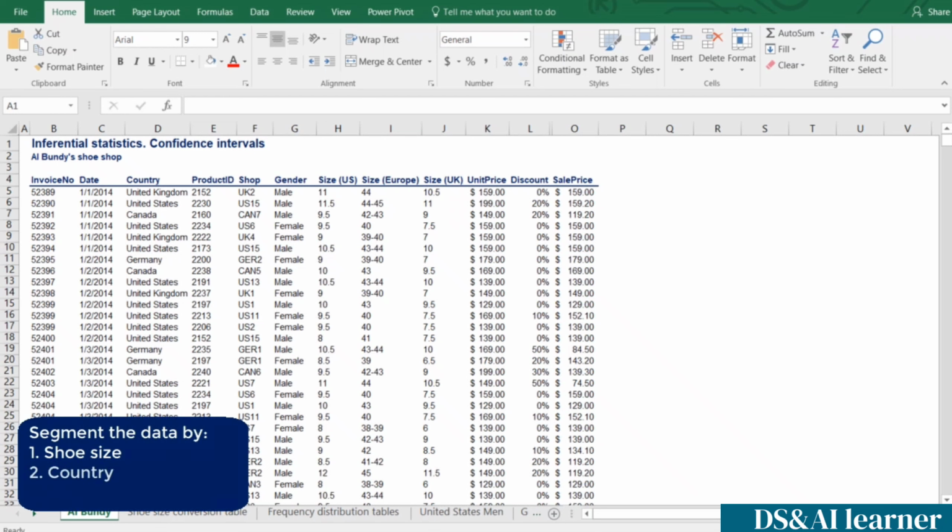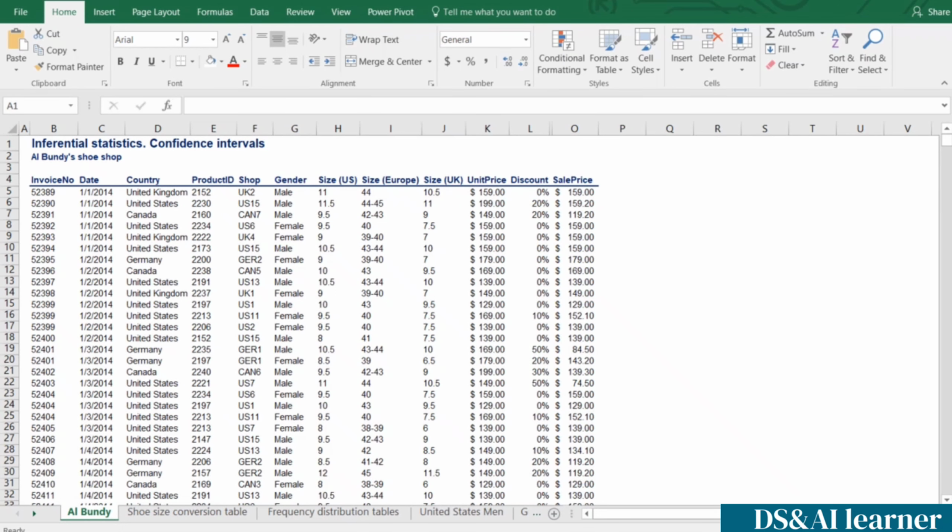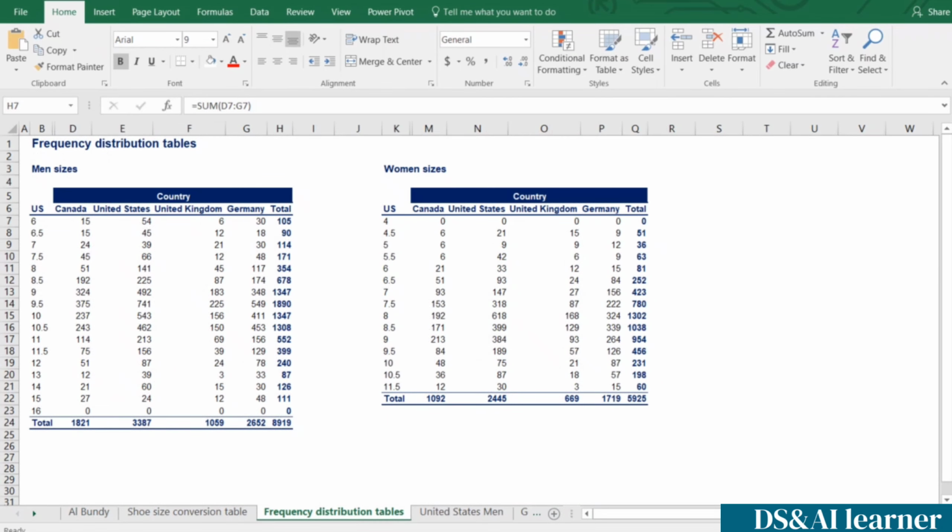I would also like to see it country-wise. We already noted that division by gender is also needed. So, we have 3 dimensions: shoe size, country, and gender. A possible solution is to create 2 tables, one for men's shoes and one for women's shoes, and then proceed normally. That's what I'm going to do. Here are the 2 tables.